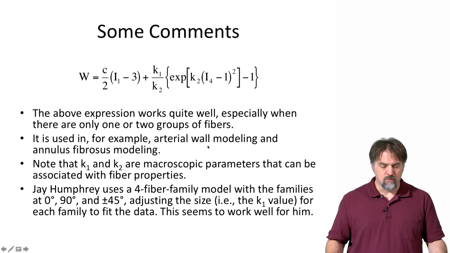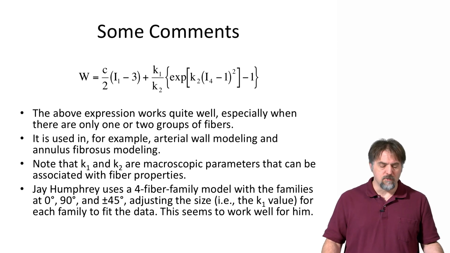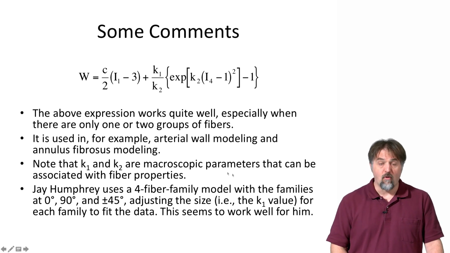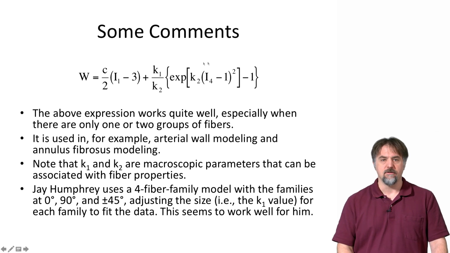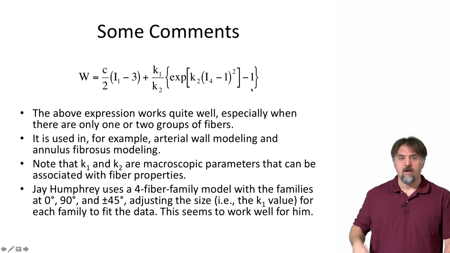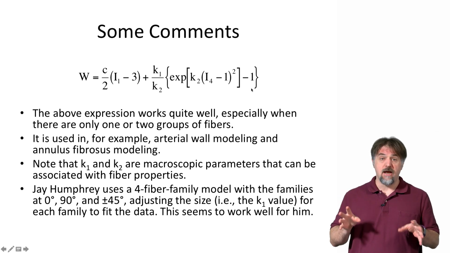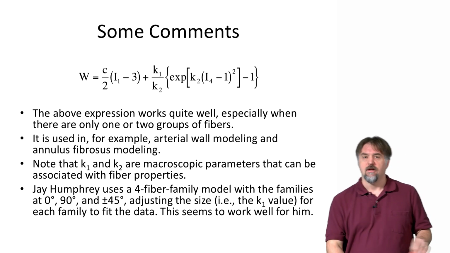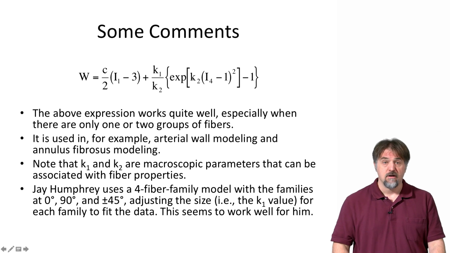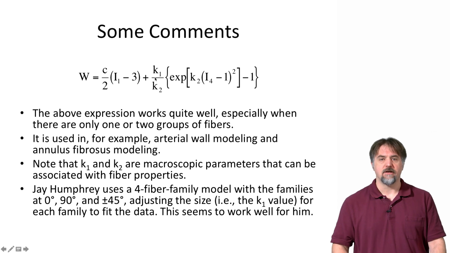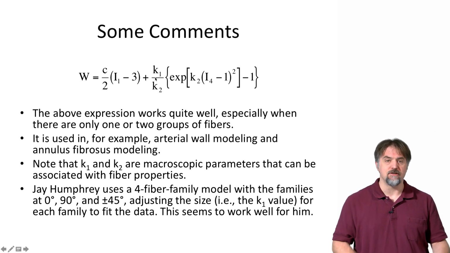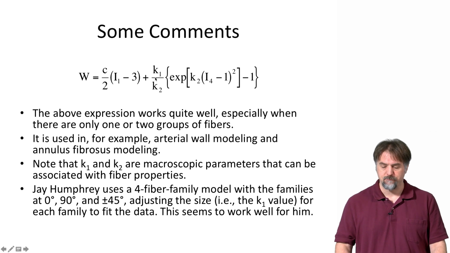Okay? And this works really well if you have one or two groups of fibers, but what do you do if you have more? Humphrey uses a 4-fiber family model, and we're going to talk more about that next time. So he has 4 K1 values and 4 expressions like this. As a general rule, if you think all of your fibers are the same, but just pointing in different directions, then K2 shouldn't change because it describes the behavior of a single fiber. K1 changes because it captures how the fibers are aligned, or you could have a separate prefactor that captures how the fibers are aligned. Okay?